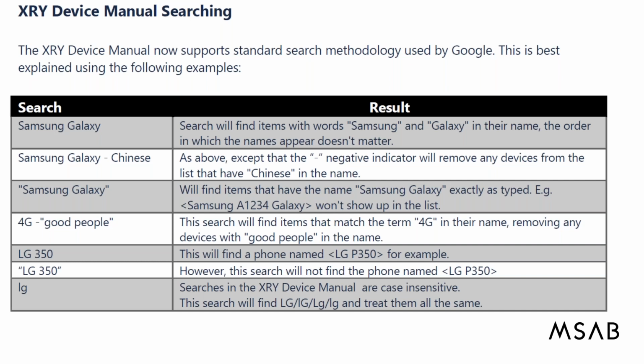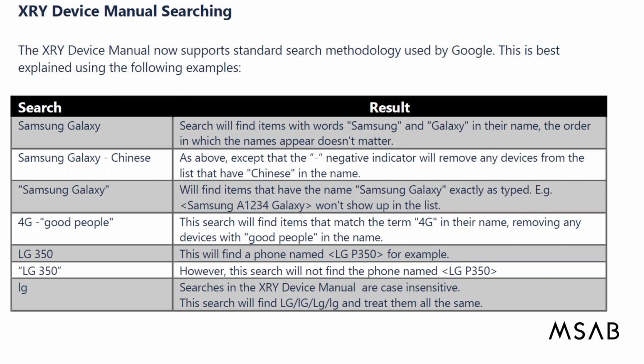If you type in the naming of a device in the wrong order, like if you type in Galaxy and then Samsung, it's still going to find the hit on that. If you put in the model number later on, it's still going to find it.